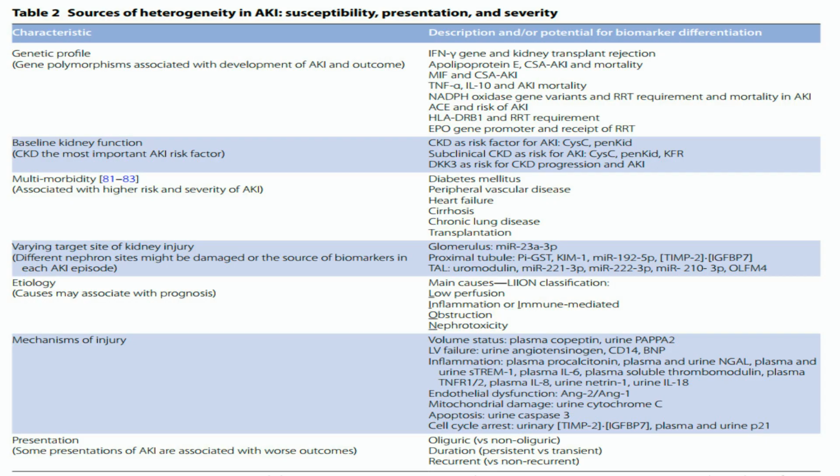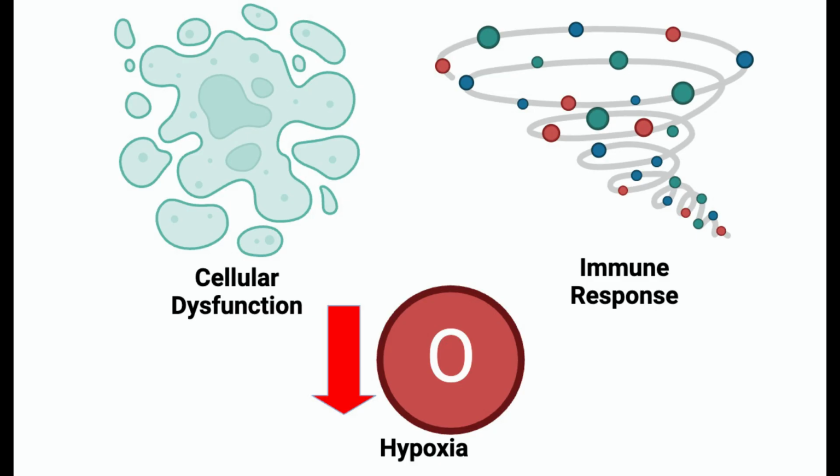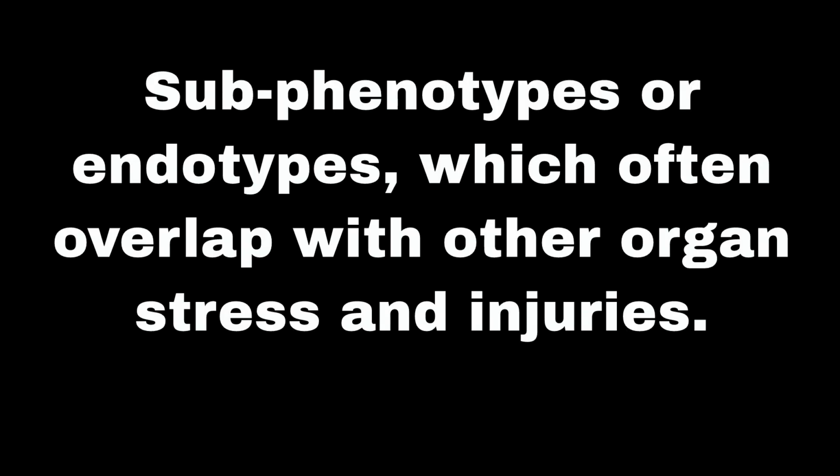AKI is not a singular disease but a complex, multifactorial syndrome. Its heterogeneity poses challenges for translating promising therapies from preclinical to clinical stages. This complexity is characterized by a range of pathobiological mechanisms like cellular dysfunction, hypoxia, and inflammatory responses. These may manifest as distinct subphenotypes or endotypes, which often overlap with other organ stress and injuries.